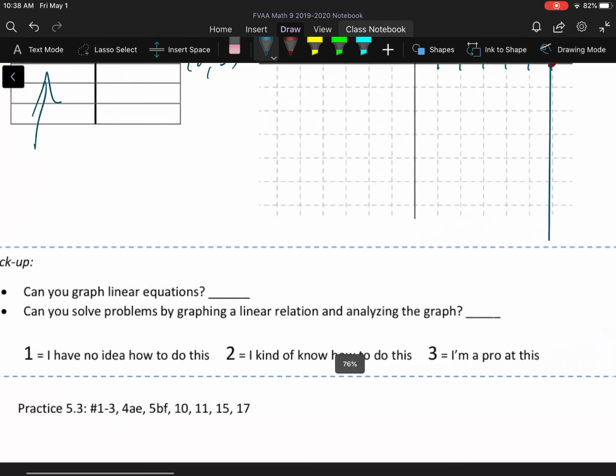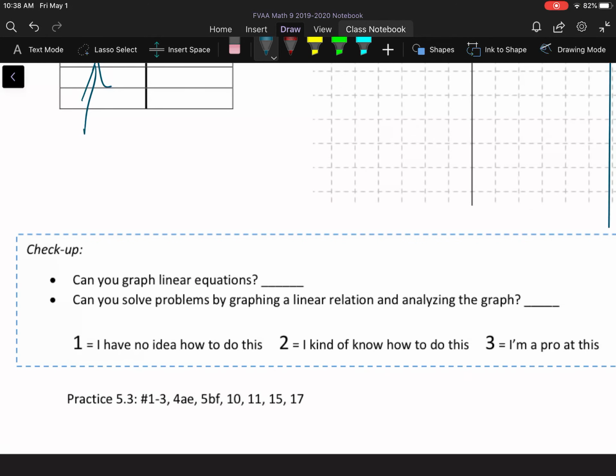All right, so hopefully by the end of these notes, you are able to graph linear equations using a table and then going to the graph, and that you can also solve problems by graphing linear relations and analyzing the graph, which we did along the way. Your homework assignment is here. It'll be due this coming Monday on Teams.